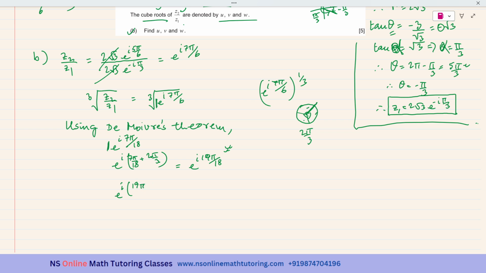19 pi over 18 plus 2 pi over 3. So this is equal to, again, 12 over 18. 2 pi over 3 can be written as 12 over 18. 12 plus 10 is 22. 22 plus 9 is 31. So e to the power of i 31 pi over 18. 36 pi over 18 is 2 pi.